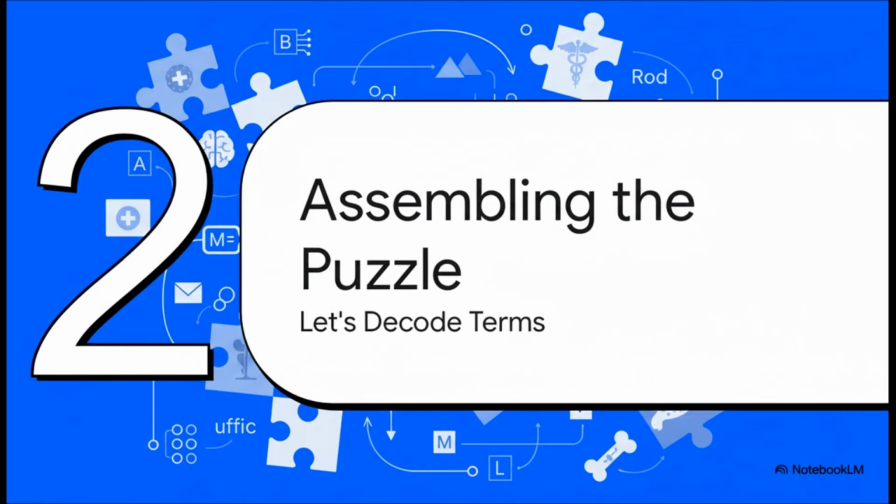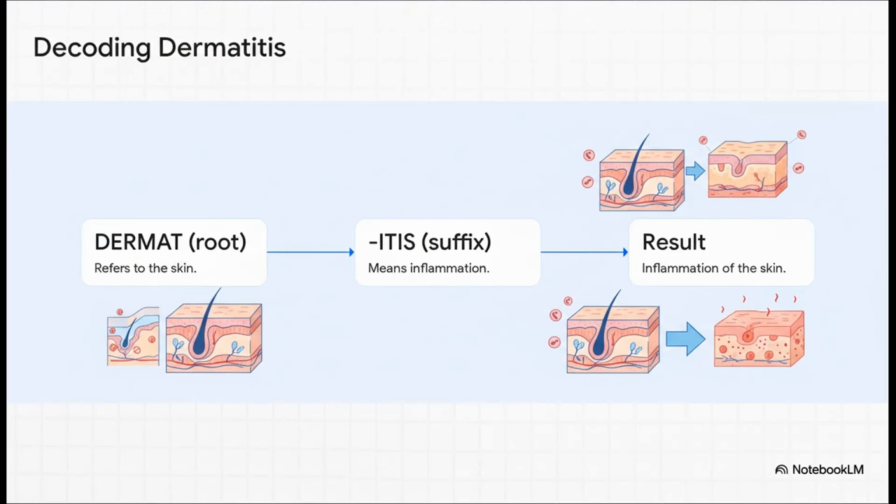Okay, theory is great, but let's actually put these tools into practice. You now have the four key components you need to decode real medical terms. So let's start with a nice straightforward example. Let's take a look at the word dermatitis. First, we identify the parts. We have dermat, which is the root word for skin. Then we have the suffix itis, which we just learned means inflammation. You put them together, and what do you get? Inflammation of the skin. See?